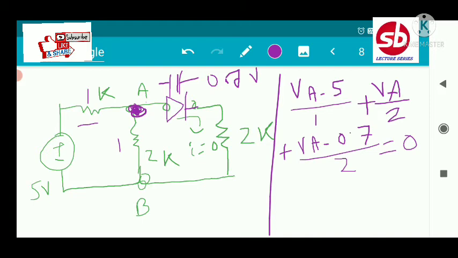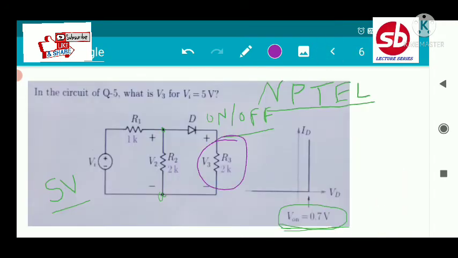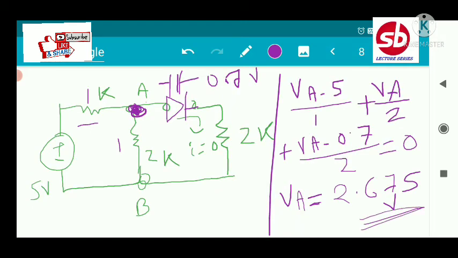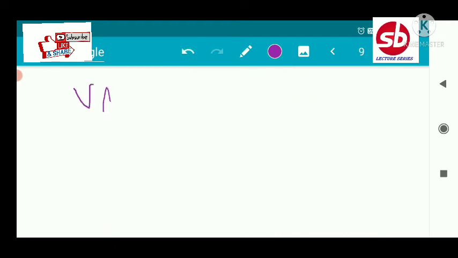If you solve this, I am leaving it as an exercise for you. This voltage will come to 2.675 volt, so Va is equal to 2.675 volt. Now you have been asked to find the voltage across this terminal. So you have to first find the current through this branch and multiply the current by the resistance, and you will get the voltage. This current is now non-zero; there is some finite current.